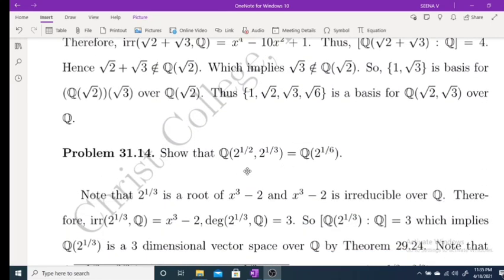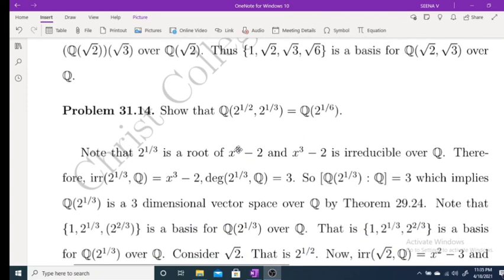Now moving to the next problem: show that Q(2^(1/2), 2^(1/3)) equals Q(2^(1/6)). Okay, so actually what is Q(2^(1/2), 2^(1/3))? It is the smallest field containing Q, 2^(1/2) and 2^(1/3). What is Q(2^(1/6))? It is the smallest subfield containing Q and 2^(1/6).